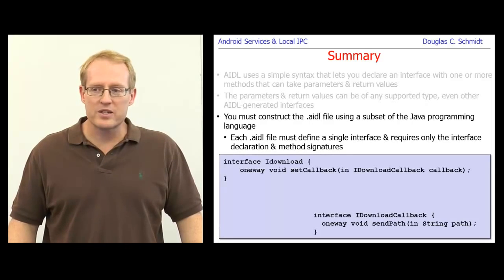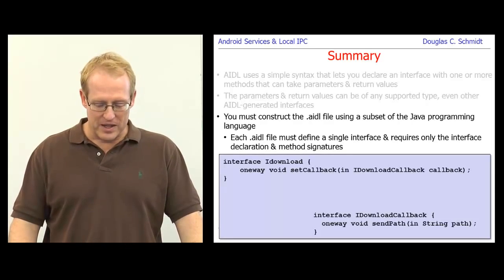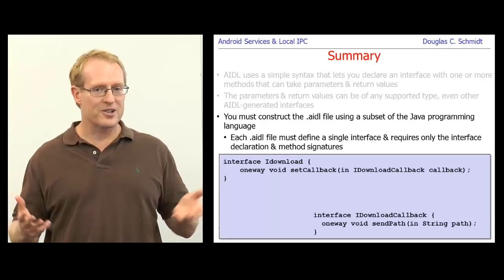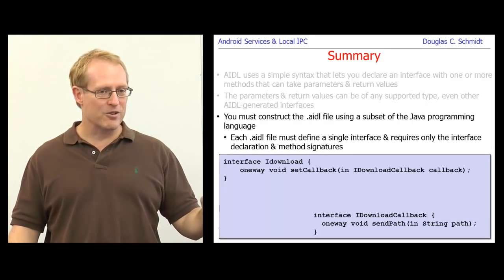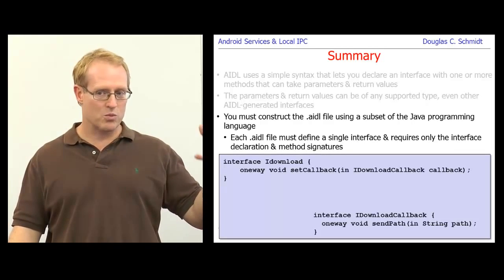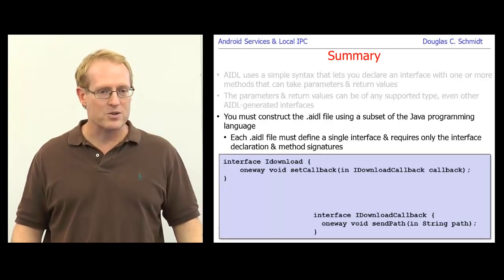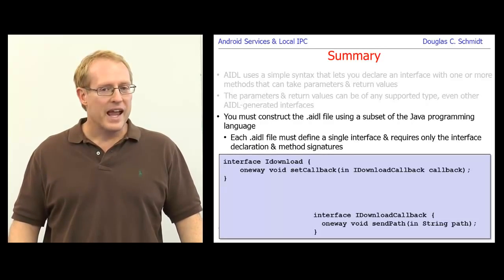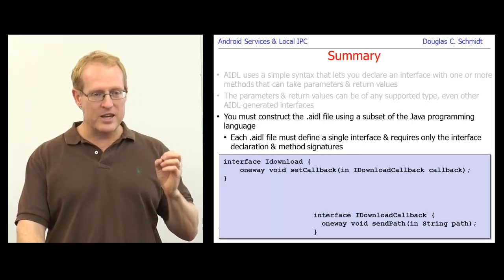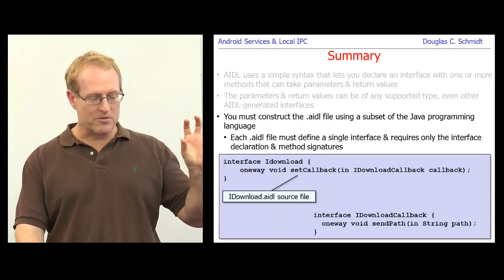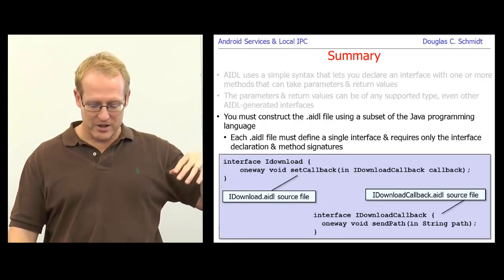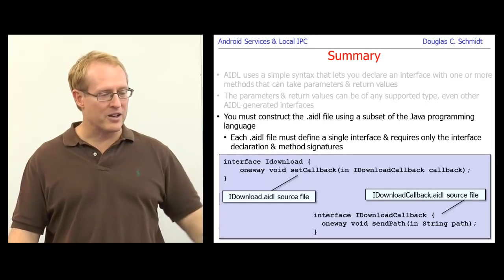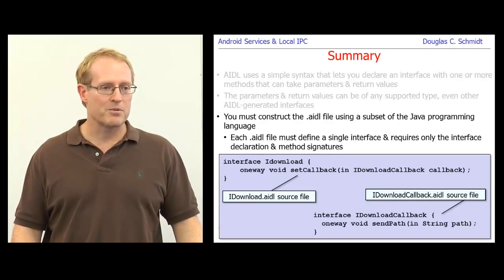Basically what you end up doing is you end up creating this AIDL file using your favorite editor. Typically you'd end up using either the IDE editor environment that you have in Eclipse or your own editor that you may choose like Emacs or VI or whatnot. And the thing you always have to remember is that each interface goes into a separate file. So here's a file that has the IDownload interface. Here's a file that has the IDownloadCallback interface. Those have to be defined in separate files.